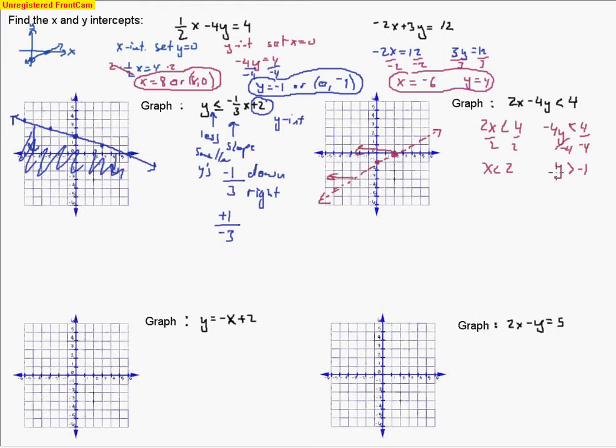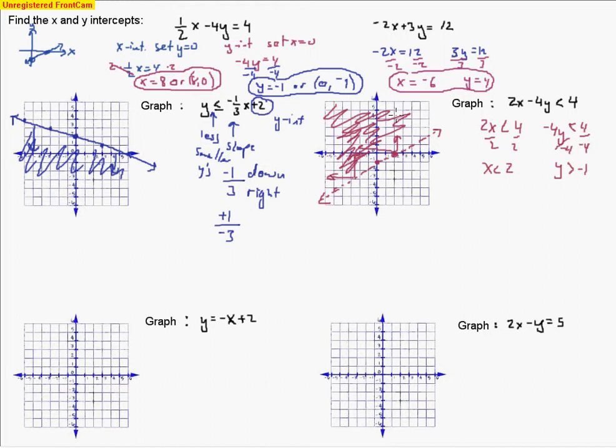Now the y value, this should mirror what I had said on this other side, so it should be shading above. Let's see if it does. Y's are greater than -1. Greater means above, so yes, that does match. And so that's where I would end up shading. It's up above that line.